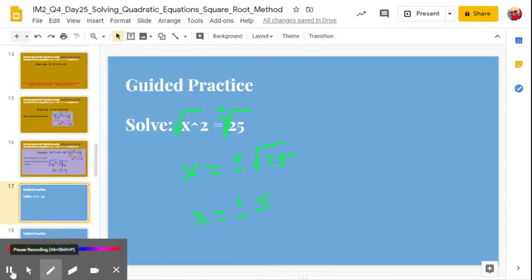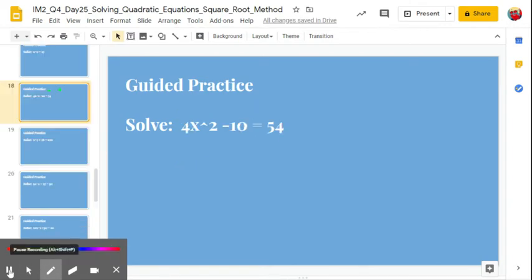Let's try another one. 4x squared minus 10 equals 54. So this one's not good to go yet. You're going to have to manipulate the equation a little bit first. So you got to do that first step. Let's isolate 1x squared first, and then you can take the square root of both sides. So on this one, the first thing I did was I did addition property of equality. We added 10 to both sides. So now we have 4x squared equals 64.